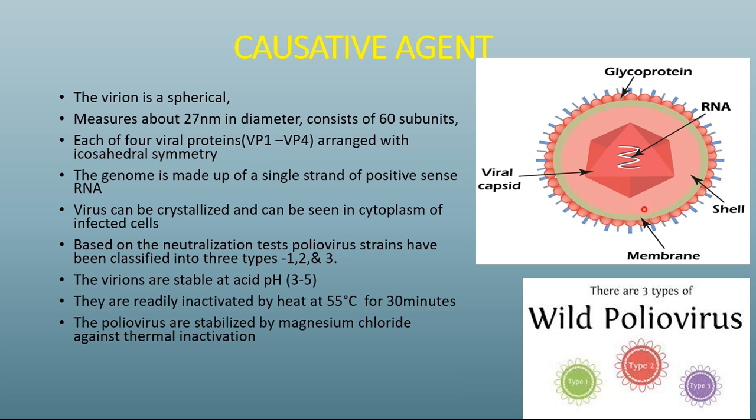Based on the neutralization test, poliovirus strains can be classified into three types. How many types? Three types: type 1, type 2 and type 3.